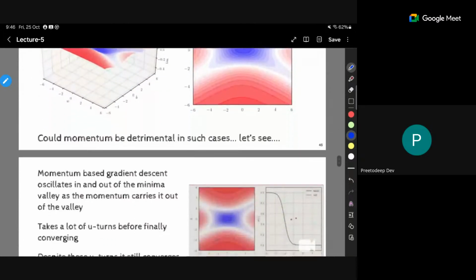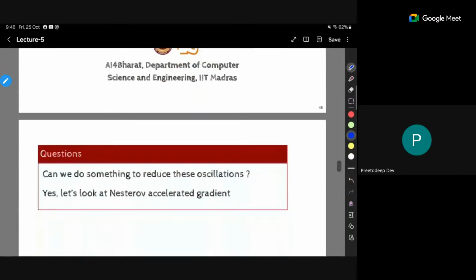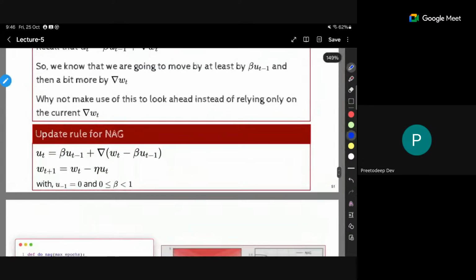So okay, you can maybe play videos and all and look into it. Now with NAG, so what we are doing is, in momentum base we were having, let's say, t plus 1, oh no, sorry, before that I should mention ut, which is beta times ut minus 1 plus gradient of this, right? So we had this part.